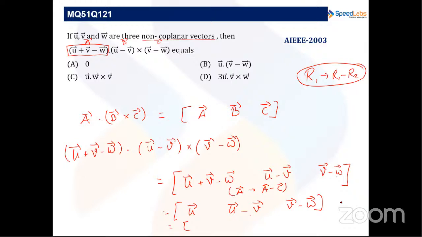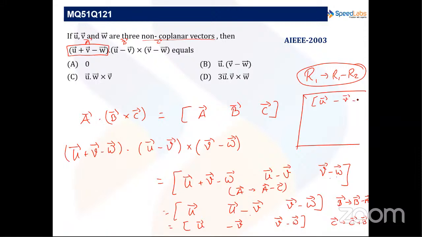And for this we can write B minus A. So U will be in its place and you will be left with minus V and V minus W. And for C, on C plus B, V and minus V will cancel out, so we will have a scalar triple product of U, minus V and minus W. Taking the minus sign common from both the rows, they will cancel out and you will be left with U, V, W. So we will have option P here. This is actually the cross product.